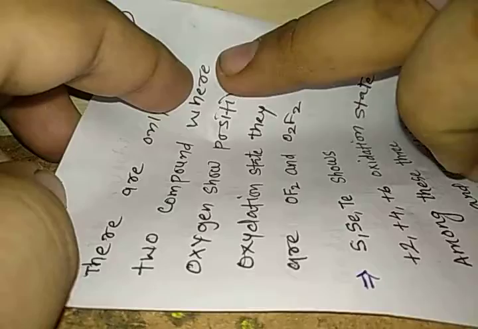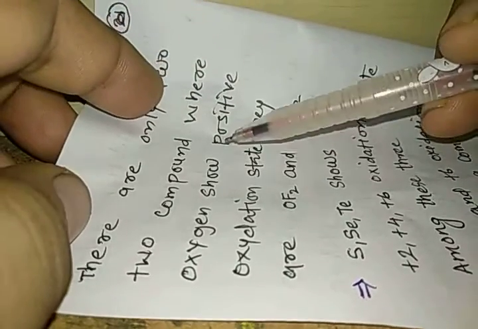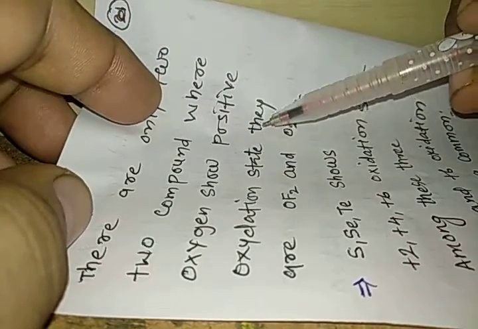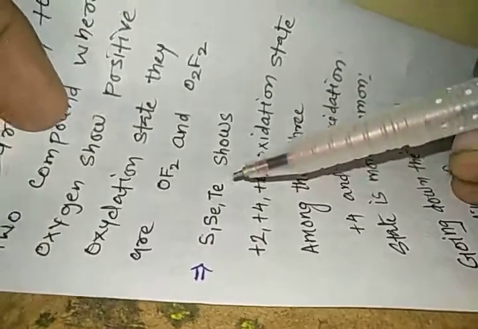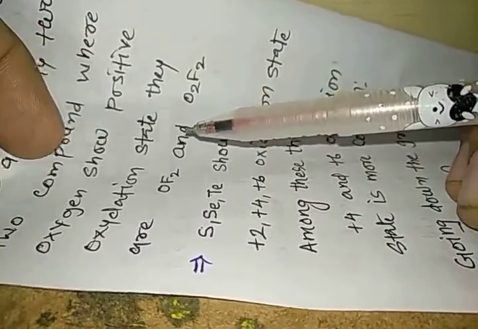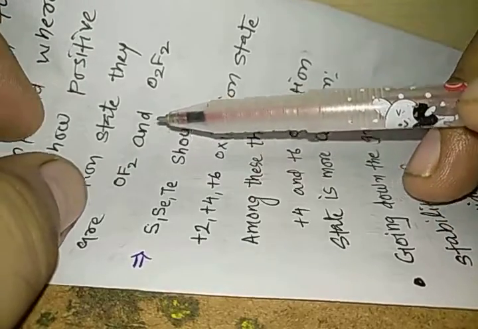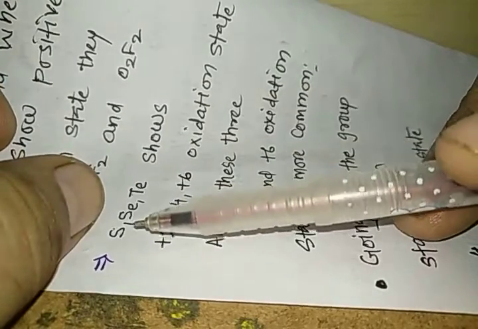There are only two compounds where oxygen shows a positive oxidation state, and they are OF2 and O2F2. So only in OF2 and O2F2 does oxygen have a positive oxidation state.